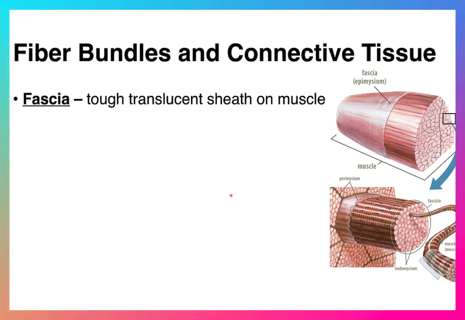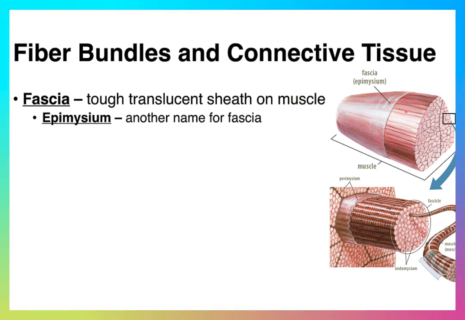Now, muscles are made up of fascia and connective tissue as well as the muscle fibers themselves. When you hear the word fascia, think of a tough translucent sheath on the outside of the muscle. This is also called the epimysium. And here's the muscle. This could be the quadriceps or the triceps. On the outside of each head is going to be this sheath, and this sheath is called the fascia or the epimysium.